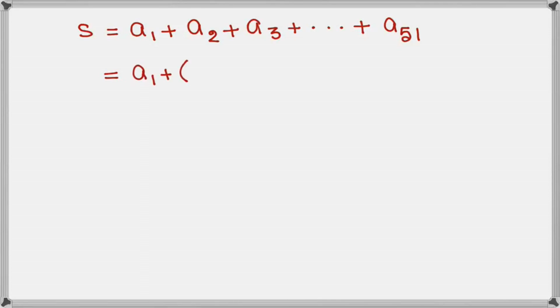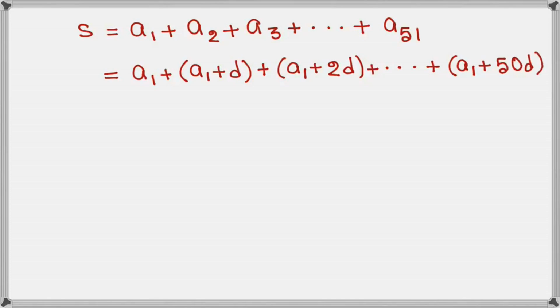Next, let us try to write s in a simpler form. We know that s is equal to a1 plus a2 plus a3 plus so on and so forth up to a51. We can write a2 as a1 plus d, a3 as a1 plus 2d, and continuing this way we have the last term a1 plus 50d, where d is the common difference of the arithmetic progression a1, a2 up to a101.